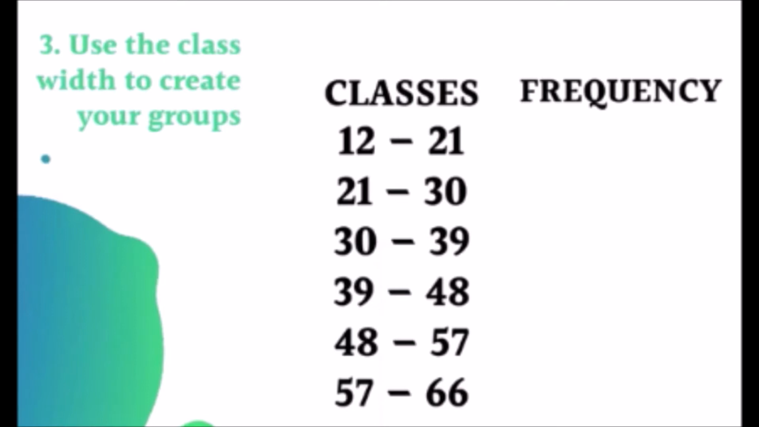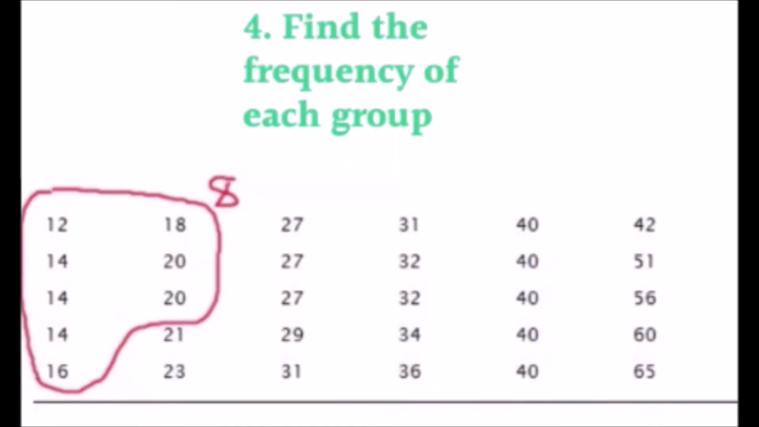And so on. I put this in a table and label them classes, and I will also add frequency to the table. So you see, on the left side there are the classes 12 to 21, 21 to 30, 30 to 39, and so on. And then the right side is the frequency. Step 4, find the frequency for each group.